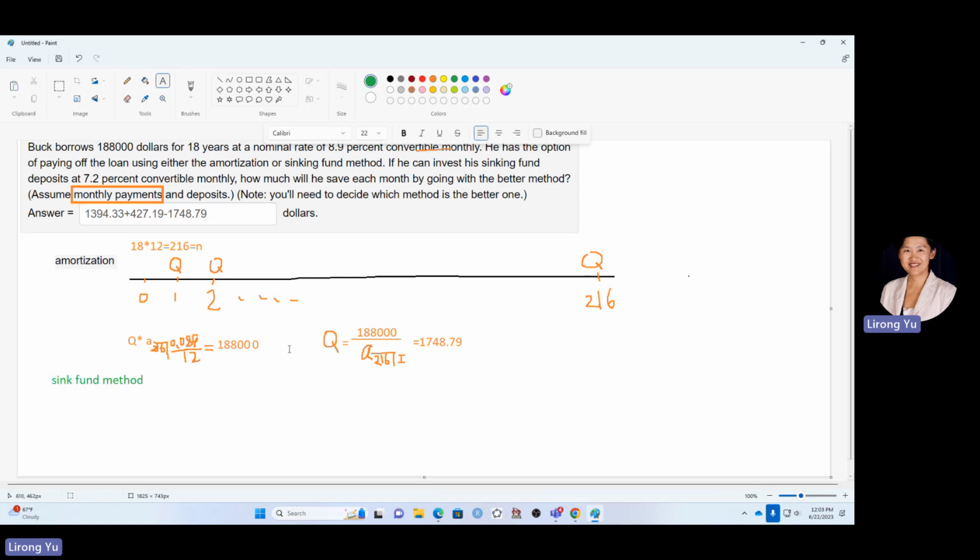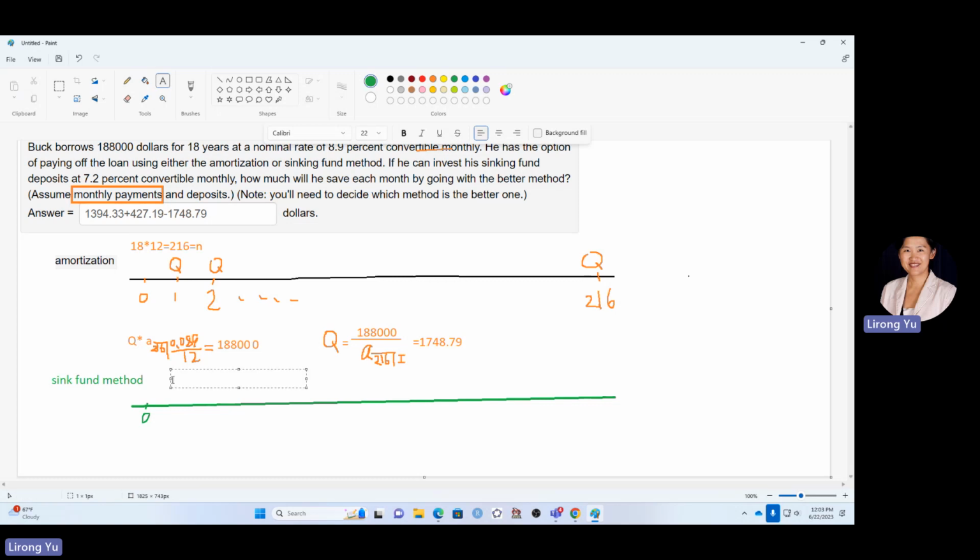For the sinking fund method, you're looking at two different timelines. In the first timeline, we have to guarantee that every month the interest is being paid off. Now, how much interest are we paying? Since in the sinking fund method we do not pay the principal until time n, you pay the principal in the end, but every month you pay the monthly interest. What is the monthly interest?